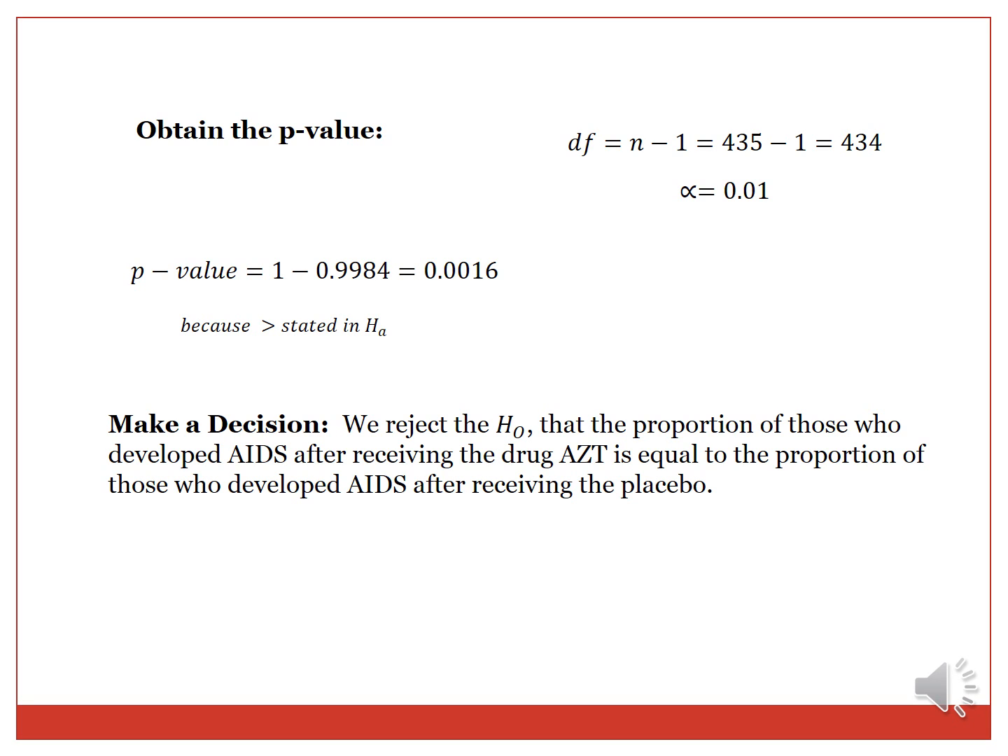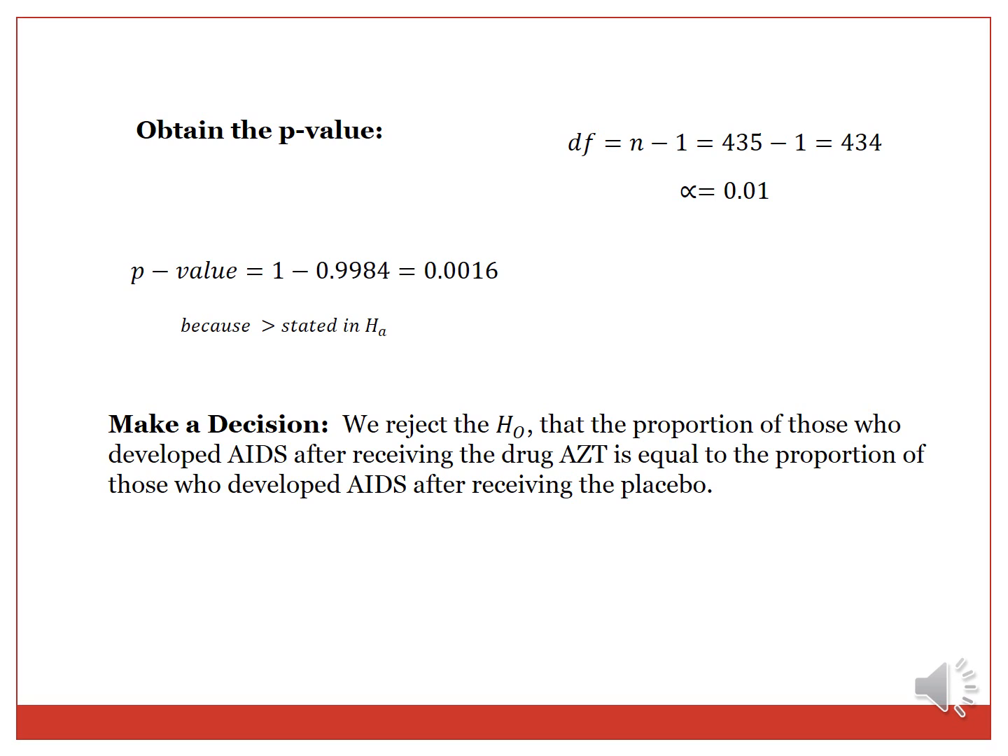So now we must obtain our p-value, and to do this we need to find our degrees of freedom, which is n minus 1, which is also 435 minus 1, which equals 434. Our alpha is 0.01, and our p-value is 1 minus 0.9984 because in our alternative hypothesis it is stated that one proportion is greater than the other. So our p-value is 0.0016.